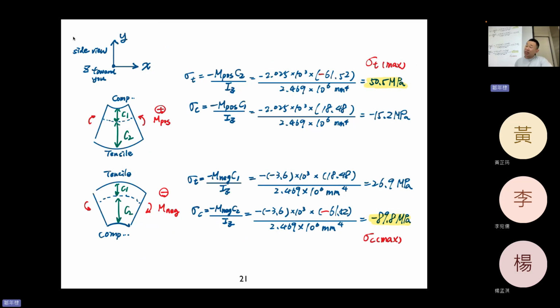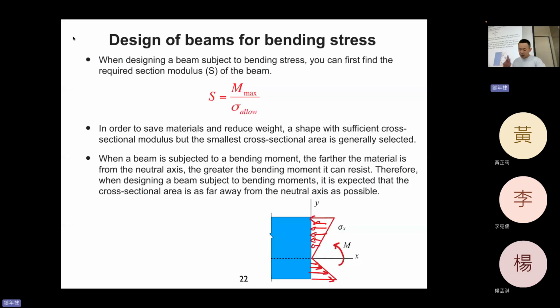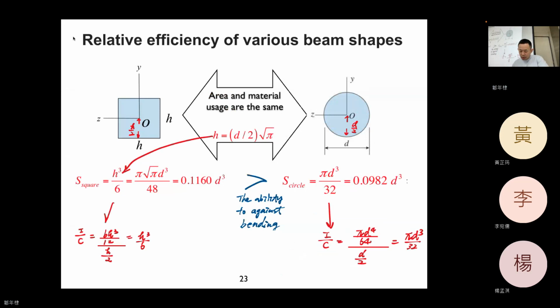Then you need to examine positive M, compression and tensile, and negative M, compression and tensile, and then you get the greatest value for tensile and compression stress, and then you solve this problem. So that is the classic example for chapter 5.